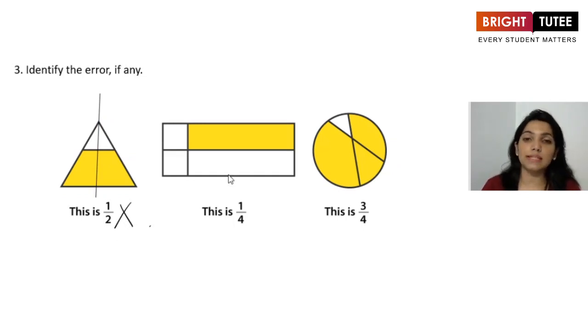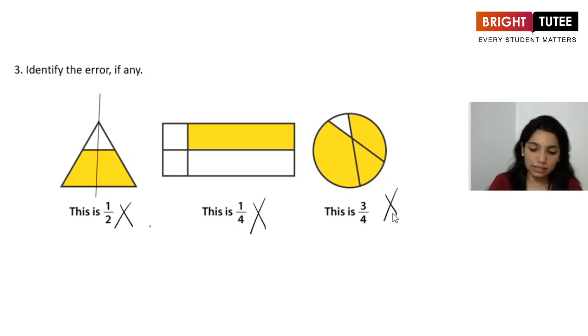The next one, it says it is 1/4. Again, because these boxes are not divided exactly into equal parts, this is wrong. The reason is that the boxes that are divided are not equal in measure. Now, in the last one it says 3/4 is shaded. This is also wrong because we have not divided the given object into equal parts. I hope this is clear.